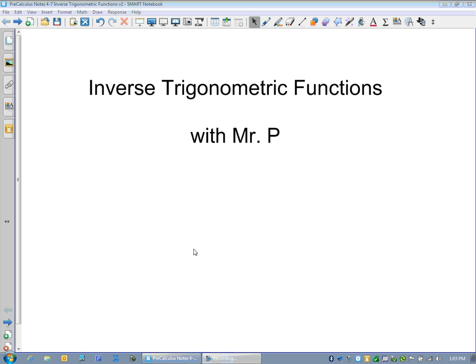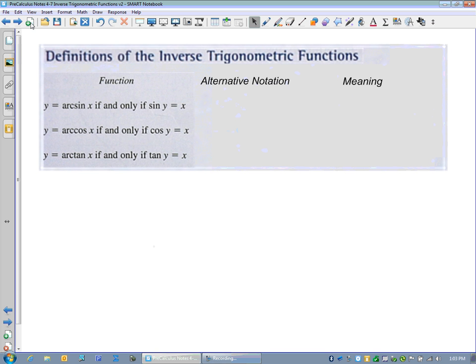And the way we're going to do that is we're going to start with the definition, which can be a little confusing the first time you see it. Looking at sine, we have y equals arc sine of x if and only if sine of y equals x.